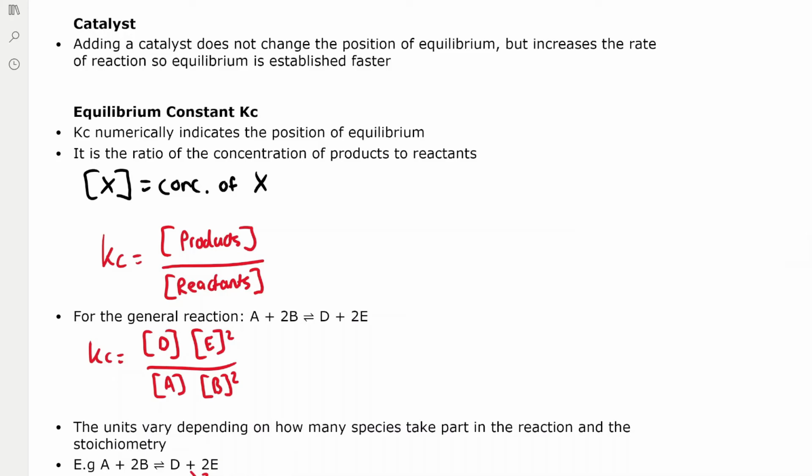Catalysts don't affect the position of equilibrium, but they instead just increase the rate of reaction for both directions, so both the forward and the reverse. That means the equilibrium is established faster.